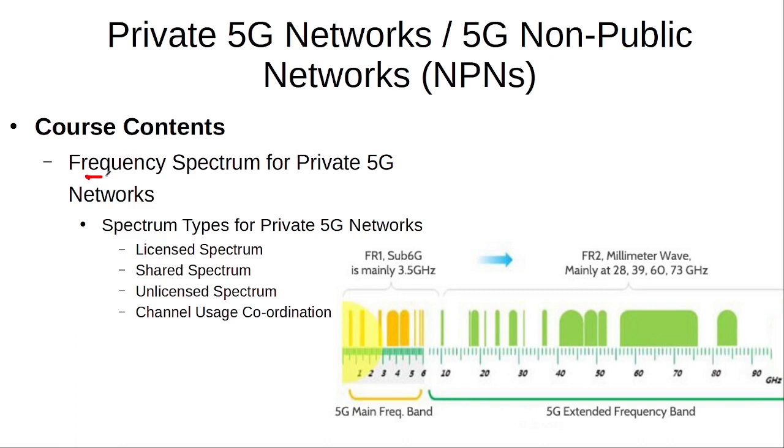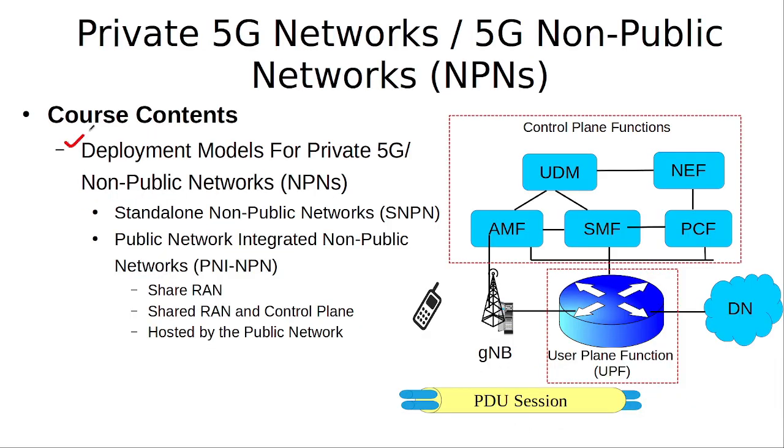Then we discuss the frequency spectrum that can be used in private 5G networks, the types of this spectrum, and how channel usage can be coordinated between the public and the private networks in order to minimize interference. We also discuss the deployment models for private 5G networks, whether we deploy them in a standalone manner or as public network integrated non-public networks, and the different types of public network integrated non-public networks.